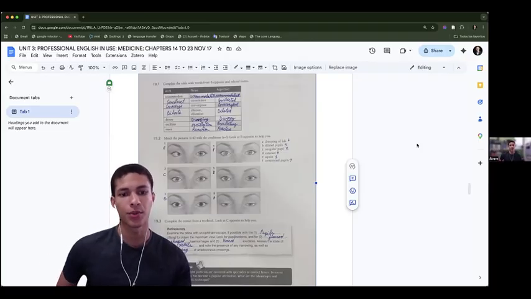Match the pictures with the conditions. Look at the opposite to help you. The first one we have squint. Second one we have irregular pupil. The third one we have dilated pupils. In the fourth one we have constricted pupils. Then D we have cataract. A we have drooping of eyelids.